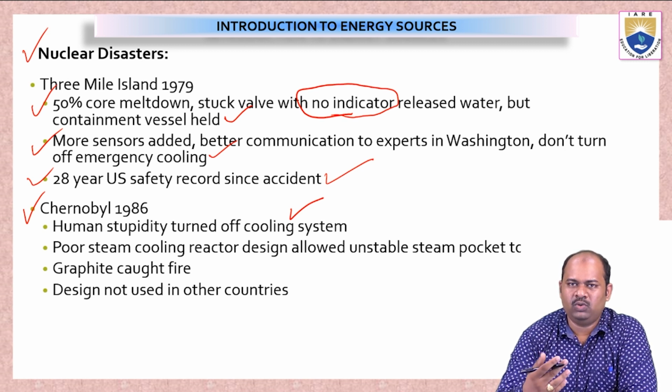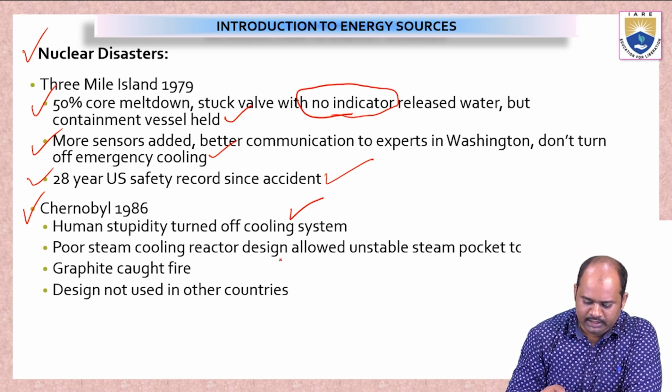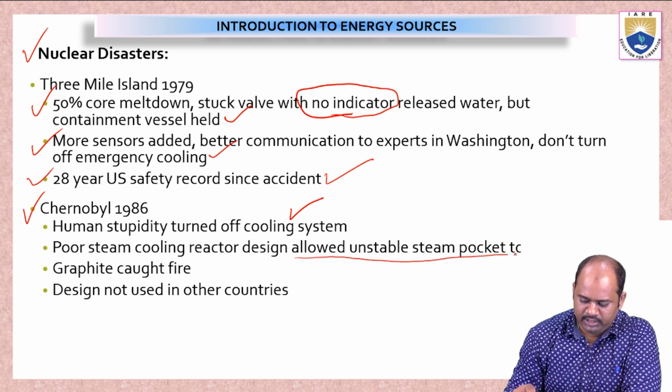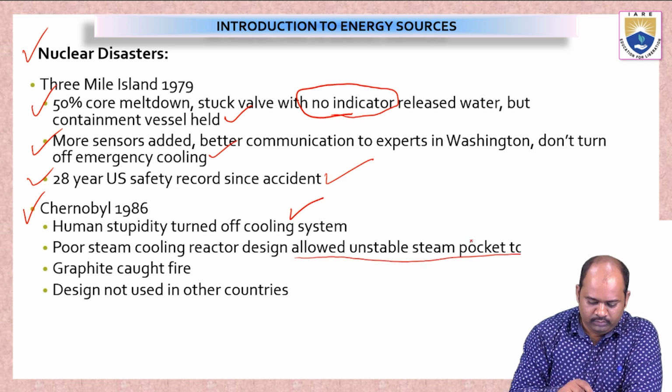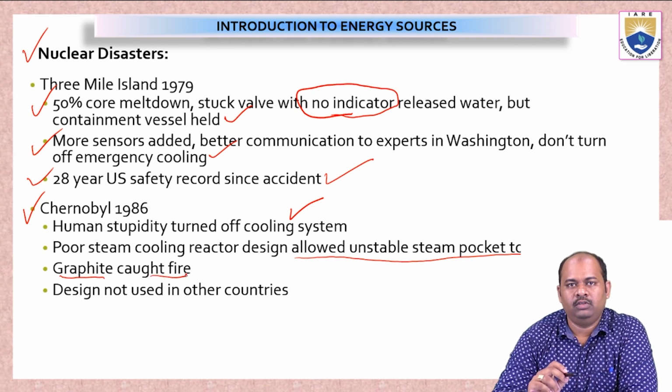That means the cooling rods are not inserted into the core when the temperature is very high inside the nuclear reactor. So that is when the steam cooling reactor design allowed unstable steam pockets to form, and the graphite caught fire. So what happened?